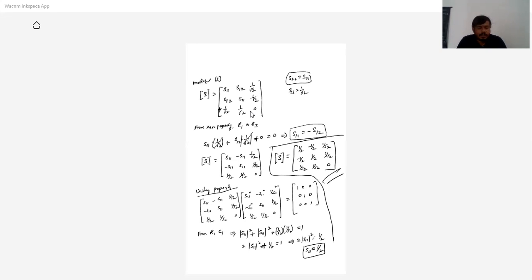Then you can substitute. From the matrix properties, from the unitary property, you can write. From that you can take R3, C3, the last row, last column.